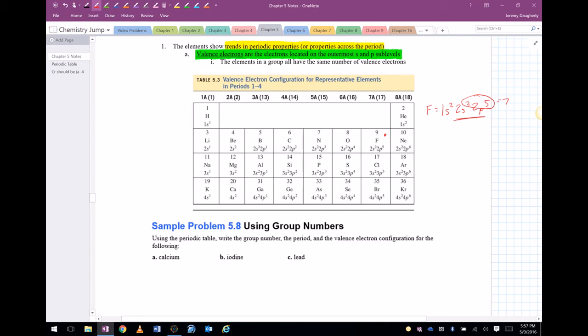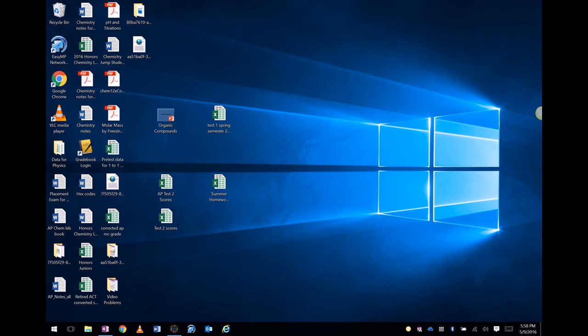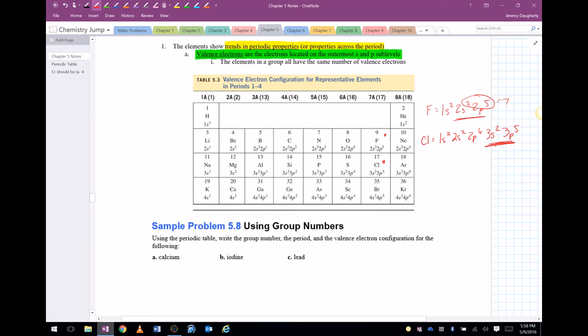Okay. If we look at something like chlorine, moving on down, chlorine is 1s2, 2s2, 2p6, 3s2, 3p5. So we're looking at the outermost s and p. That's those right there. How many valence electrons does chlorine have? Chlorine has 7 valence electrons. Guess how many bromine has? 7.